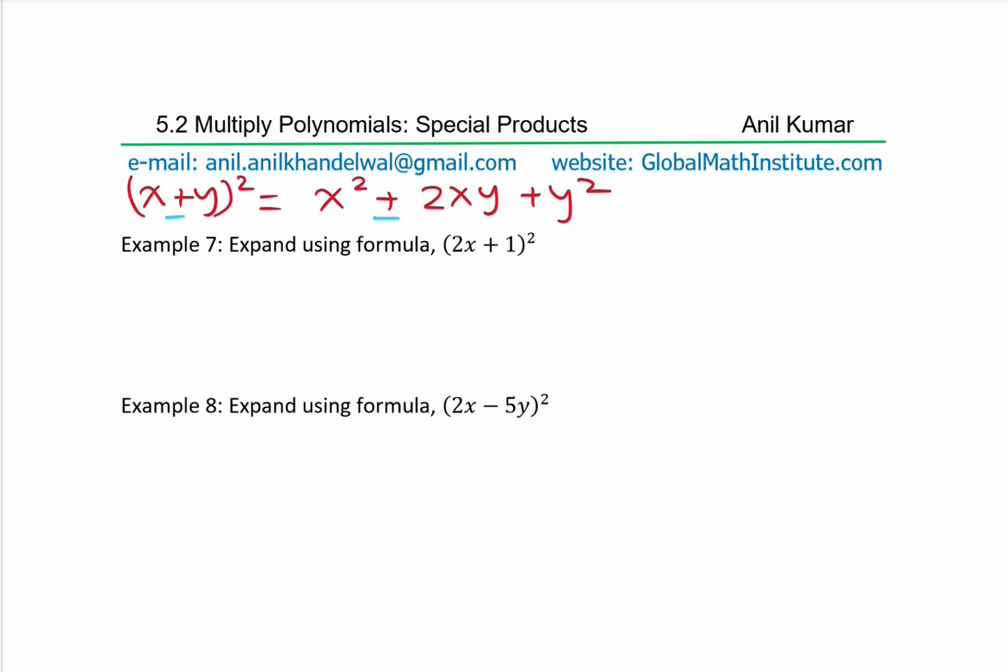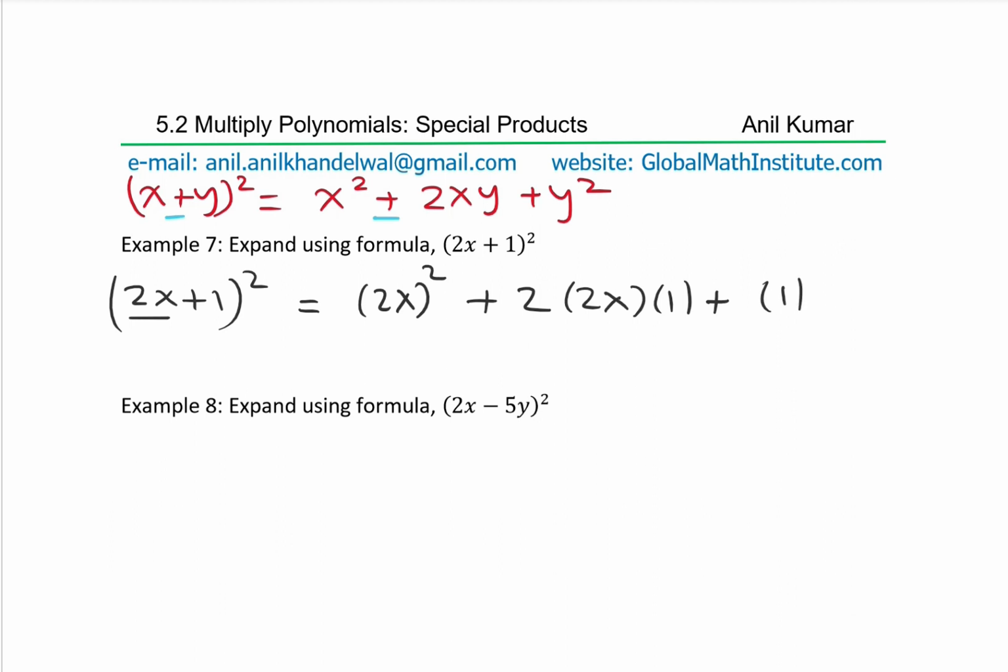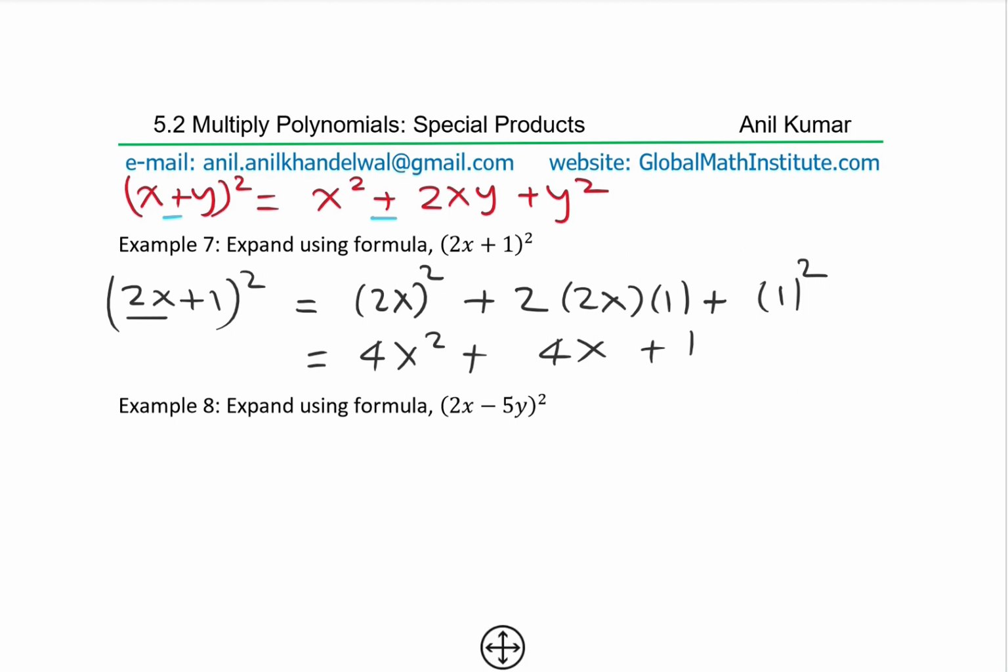Perfect. So, in the given situation, which is for us (2x plus 1) whole squared, what are we going to do? We're going to write down the square of the first term, which is 2x, plus 2 times both the terms, which is 2x times 1, and then the square of the second term. So what we get here is 4x squared, plus when you multiply this, you get 4x, plus 1. So that becomes your result. Is that clear to you? So it is that simple.